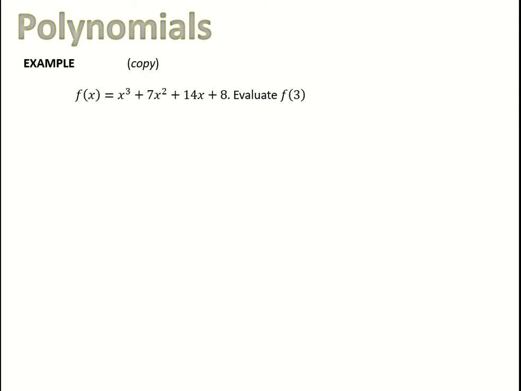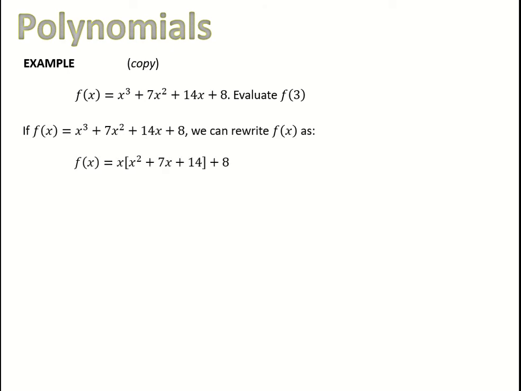So here's an example. f of x equals x cubed plus 7x squared plus 14x plus 8. We're going to evaluate f of 3. So all that means is we're just going to put the 3 into the actual equation, okay? But I'm going to do this in terms of nested form just to make it easier, because the problem is what I'm going to have here is 3 to the power of 3, 3 to the power of 2, sorry, times 7. There's a lot going on here.